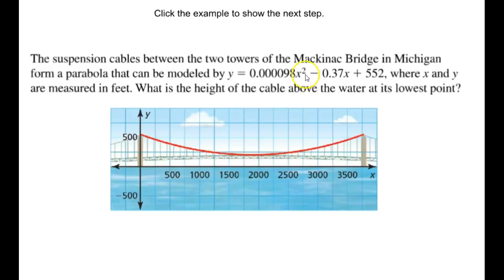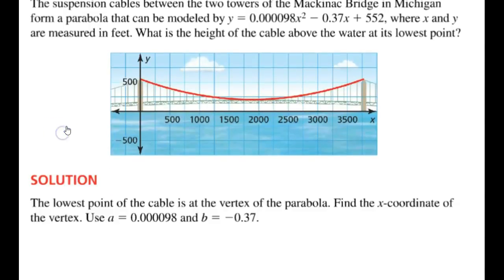So the first thing I want to think about is I'm dealing with feet, so I can't have any negative values. I can't have negative feet, I can't have negative distance. I also see that everything is going to be positive, so that just helps me to look at this. I also see that this A value is positive, so I know my parabola opens up, which I can also see in my picture. And so I'm looking for the minimum. So what is the height of the cable above the water at its lowest point? That's my minimum value that I'm looking for.